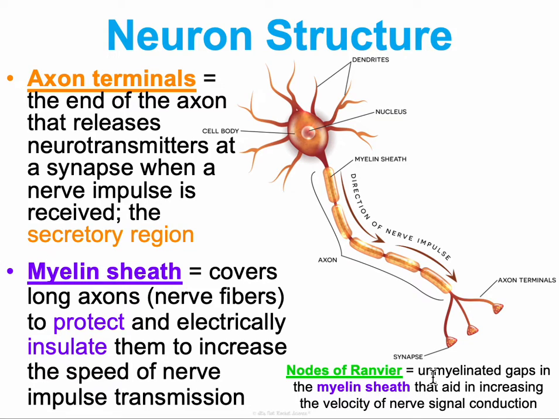We do have unmyelinated gaps, so that's gaps that do not have a myelin sheath. You can see those little gaps right here in between each of the orange pill looking areas. Those are also going to increase the velocity of the nerve signal conduction. So that is two different ways that we can increase the nerve impulse there.